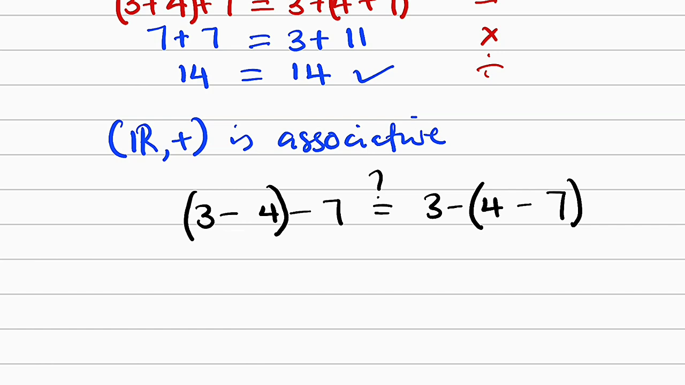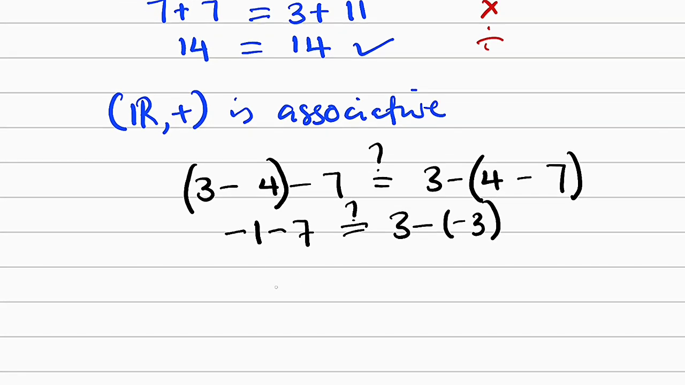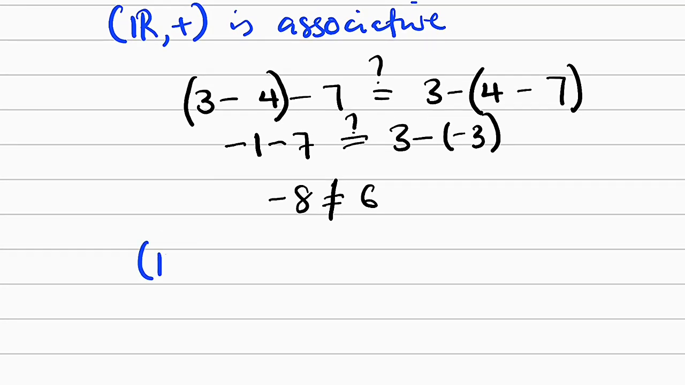From this bracket, you can see we have 3 minus 4, which is negative 1. And outside, we still have negative 7. Is this equal to, we have 3 here minus, what is inside the bracket? 4 minus 7, which is negative 3. So we have negative 3. Two negatives will make it to be a plus. The left hand side, we have minus 8. The right hand side, we have positive 6, and you can clearly see that they are not the same. This implies that subtraction under the set of real numbers, and I told you in fact on all the sets of numbers, is not associative.